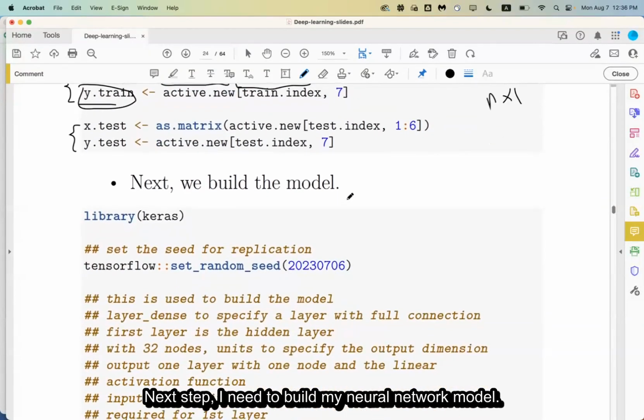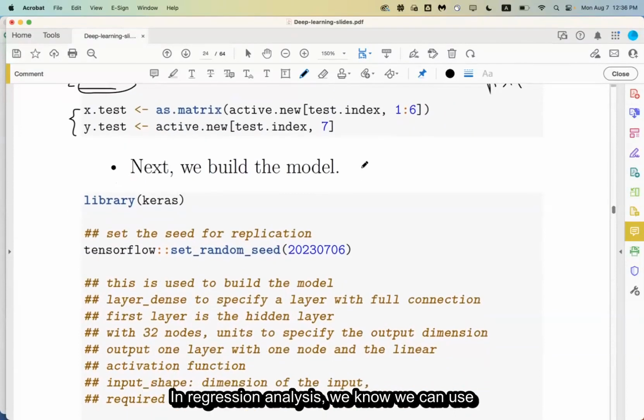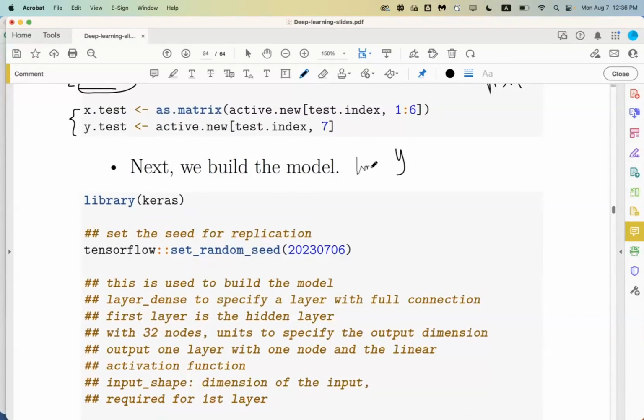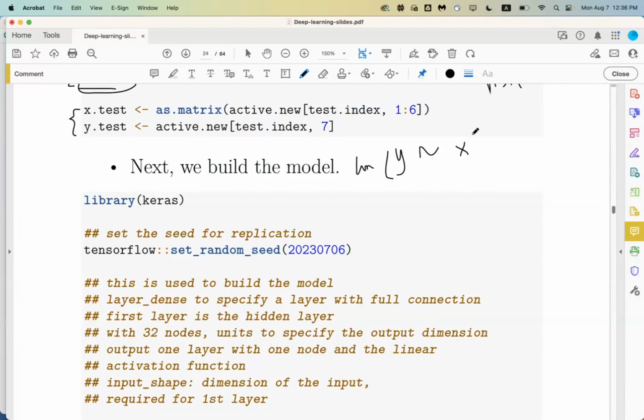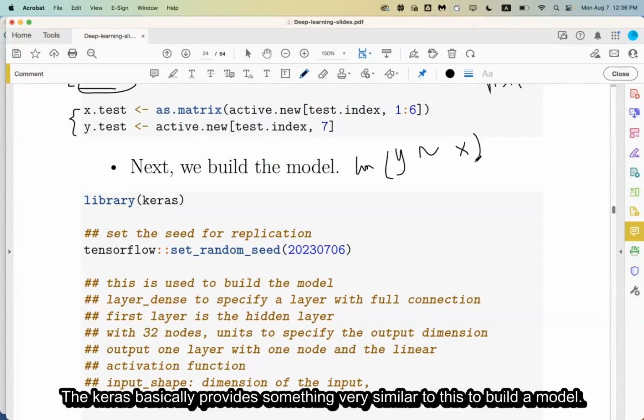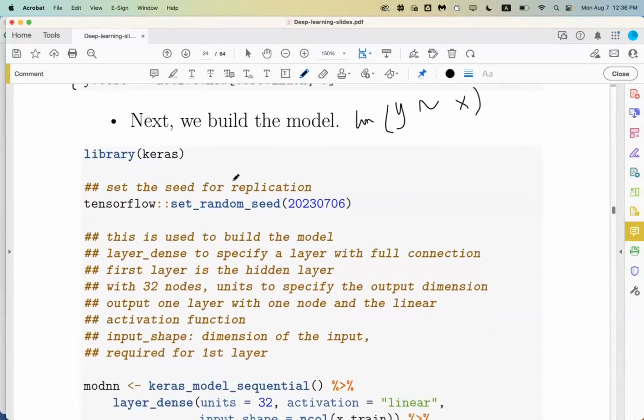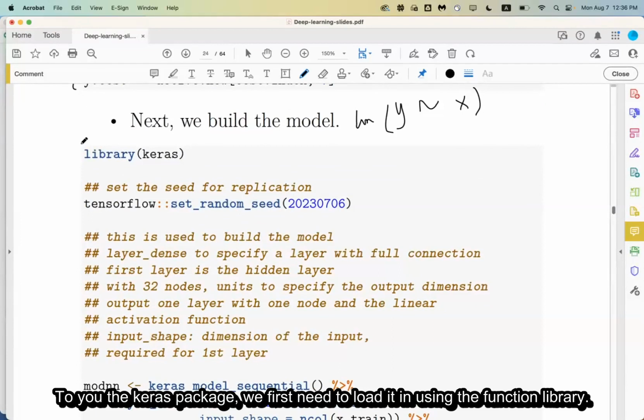Next step, I need to build my neural network model. In regression analysis, we know we can use a linear model, something like this, where we regress y on x. The keras package basically provides something very similar to this to build a model. To use the keras package, we first need to load it in using the function library.